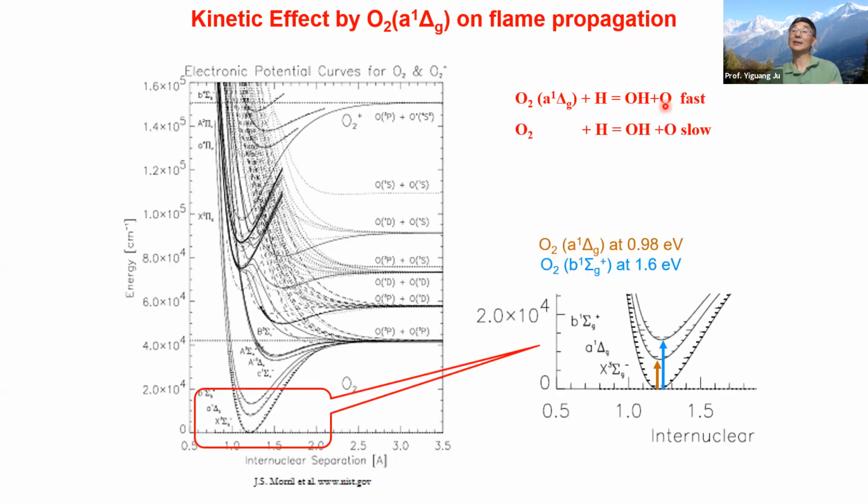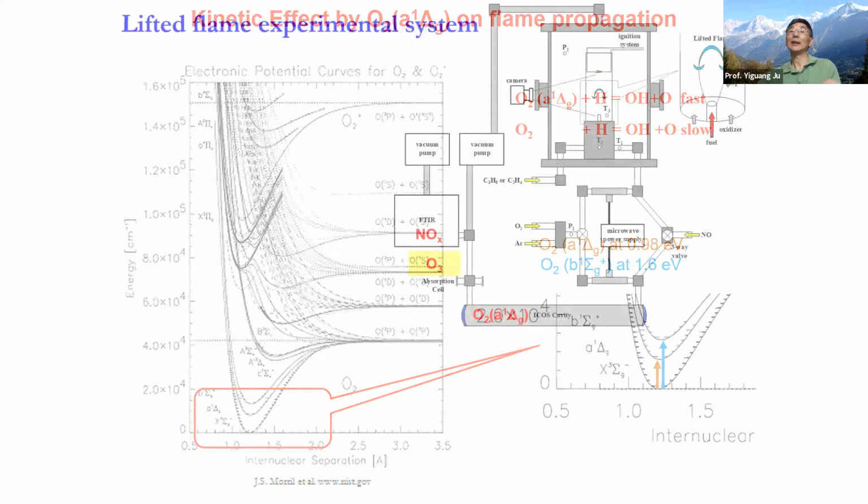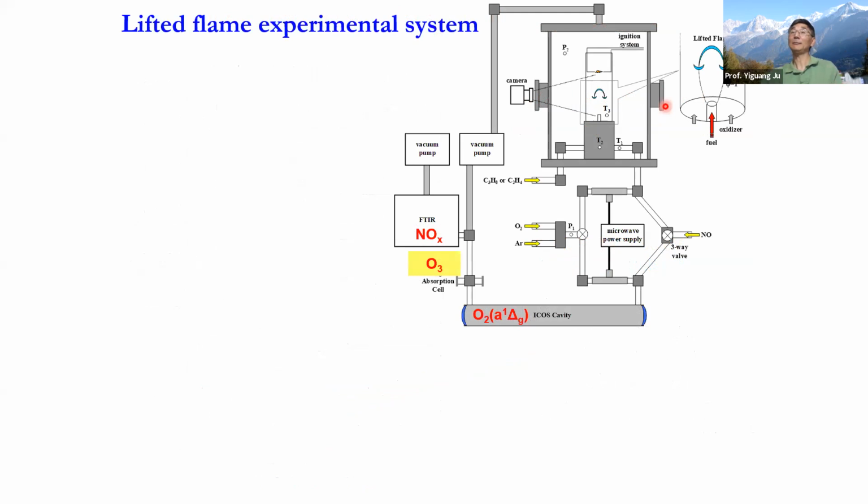So we did this experiment and tried to measure O2 singlet and see how O2 singlet will enhance flame speed. And we did this kind of lifted flame, and you have a flame lifted here, and we're using a plasma to generate. This is a microwave, and this microwave is going to generate O2 singlet.